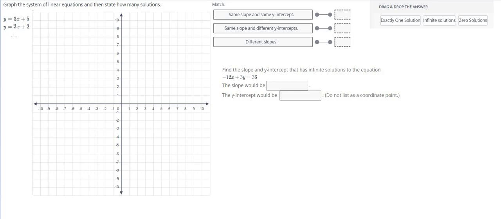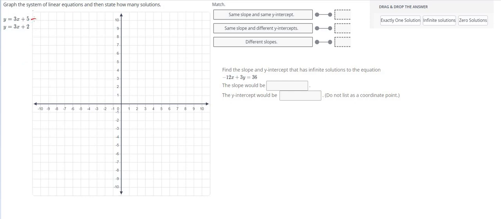So we're going to graph these two equations here and determine how many solutions they have. If a graph intersects one time, it's just going to have one solution. If they don't intersect at all, then they're going to have 0 solutions. And if they're graphed right on top of each other, then it's going to be infinite solutions.